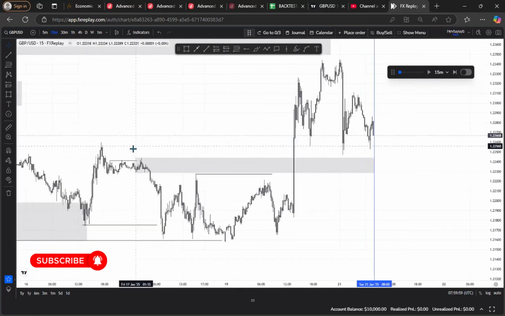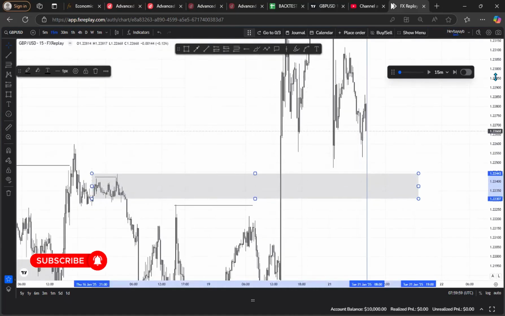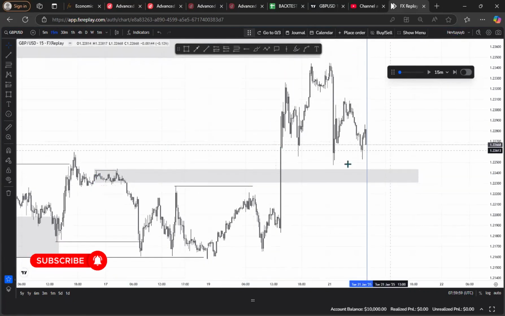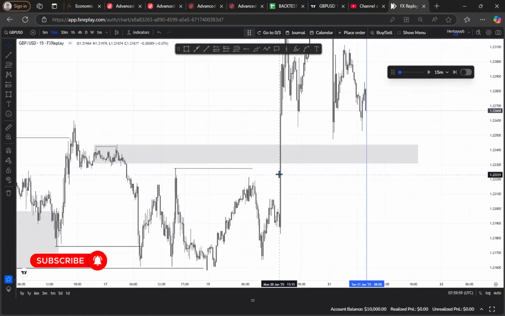This was a valid protected high because why? It swept liquidity and broke structure and probably mitigated something inside here. When price violates a protected high or a protected low, pay attention to what price does after breaking that POI. Now what price did is price left this fair value gap here.